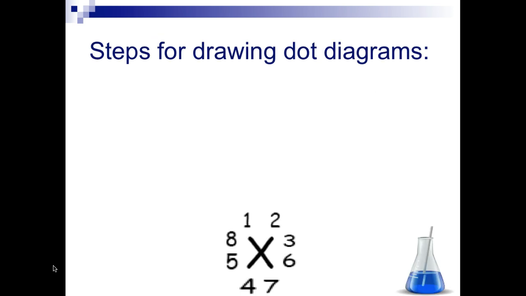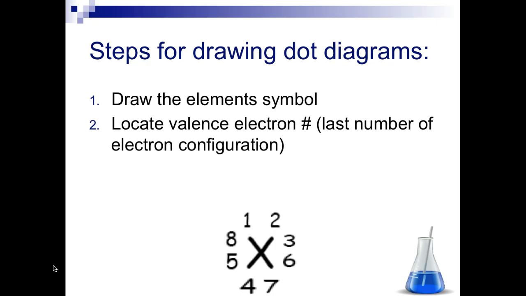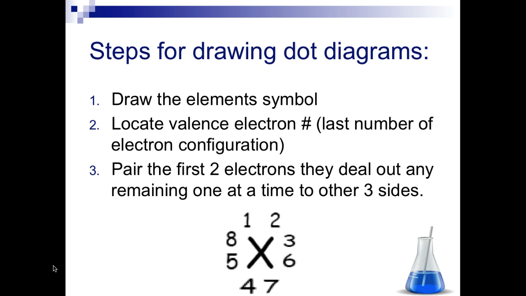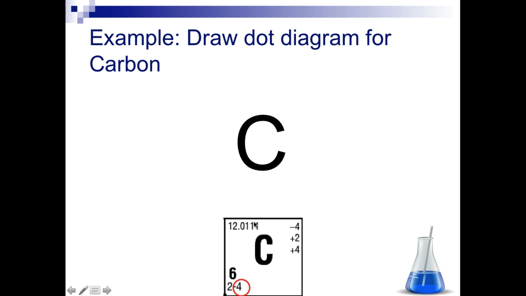Steps for drawing the Lewis dot or electron dot diagrams. You need to draw your element symbol first. Then you're going to locate the valence electrons, the last number in the electron configuration. And you're going to pair the first two electrons, then deal out any remaining one at a time to the other three sides. So you're going to start off with 1, 2 at the top, then 3, 4, 5, 6, 7, and 8.